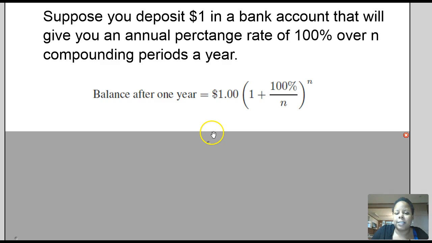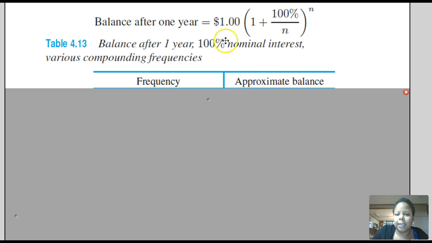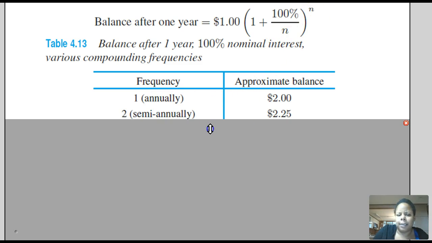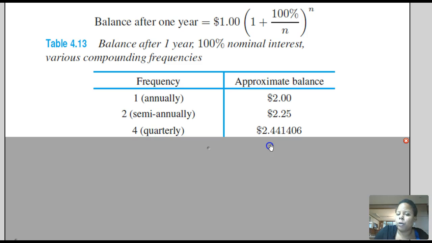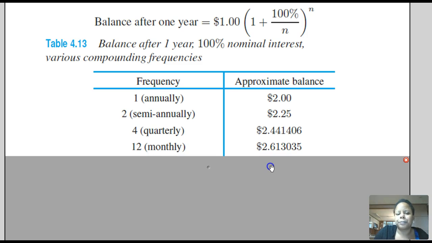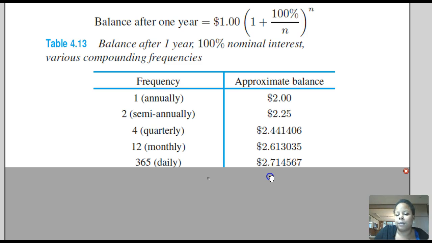So this is what it would look like. If I wanted to see how it would look for different values of n, what would that equal? Let's take a look. Again, the $1 remains as the principal deposit, and the 100% is constant as the nominal interest rate. If I compound it once a year, then after 1 year, my approximate balance will be $2. You can figure that out by just plugging in 1 for these n values. If n is 2, semi-annually, my approximate balance will be $2.25. If n is quarterly, it will be $2.44. If n is monthly, which is 12, then it will be $2.61. And if it's daily, it's $2.71.